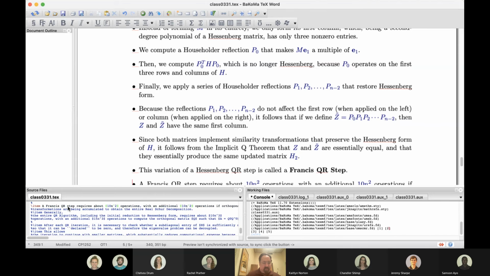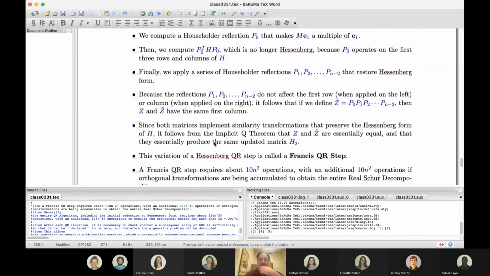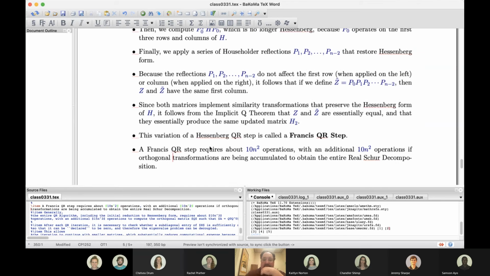Okay, so each QR step requires this many operations, order n squared.